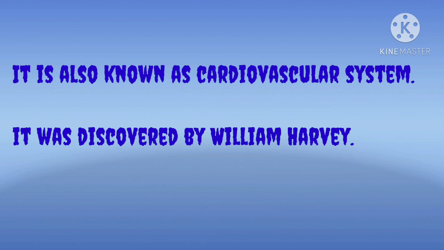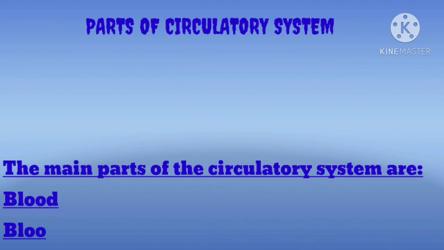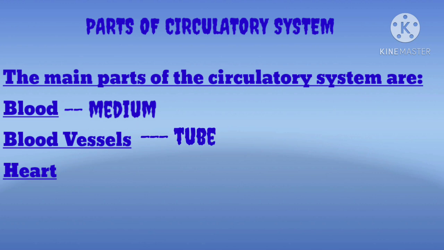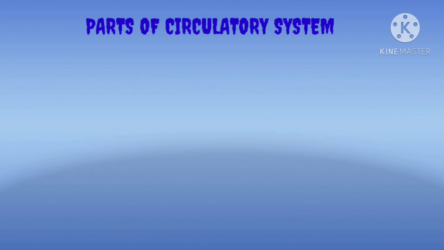Now we will see how this cardiovascular system is composed. This cardiovascular system or circulatory system is composed of mainly three parts or components, that is blood, blood vessels and heart. Blood is basically the medium through which all the essential and waste products are circulated. Blood vessels are tube-like structures which run through all parts of the body and carry the blood. And heart. Heart is a pumping chamber or a pumping station which pumps the blood to the different parts of the body, right?